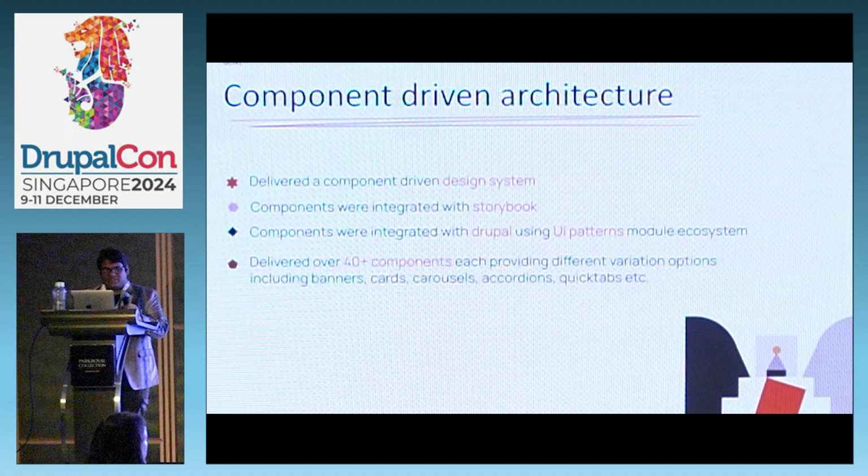Then once we had the design system ready, we integrated that with Storybook so that site owners can easily verify the components, without even Drupal integration itself, to see what kind of behavior there is of that component. Then we integrated those components with Drupal using the UI Patterns module ecosystem, and then we delivered over 40 components for them to use and build out their site as they need.